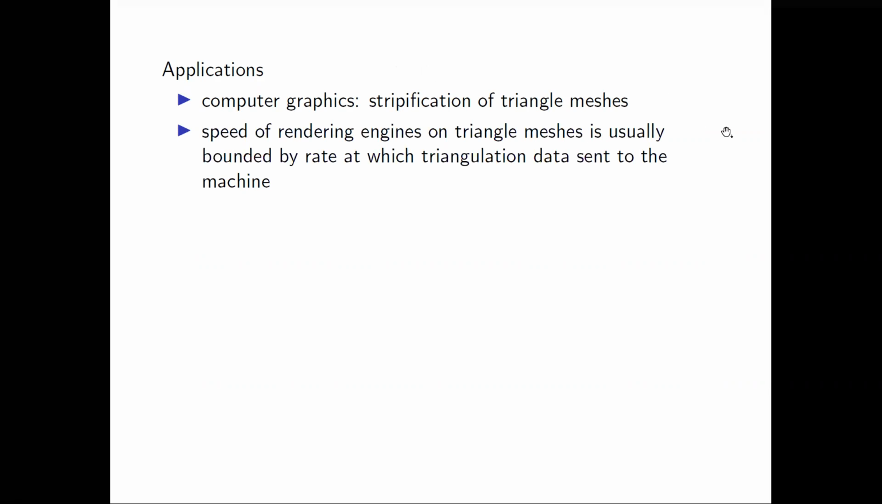I'm going to mention a few brief applications of these Hamiltonian circuits and Hamiltonian paths, actually. First application is in computer graphics, and the application specifically is to the stripification of triangle meshes. So when you're doing computer graphics, when you're processing them, you represent surfaces and volumes. They're often represented with triangle meshes. And when these are being rendered as images, the speed of the rendering engine that you use to render them will usually be bounded by the rate at which the triangulation data for these meshes can be sent to the machine.